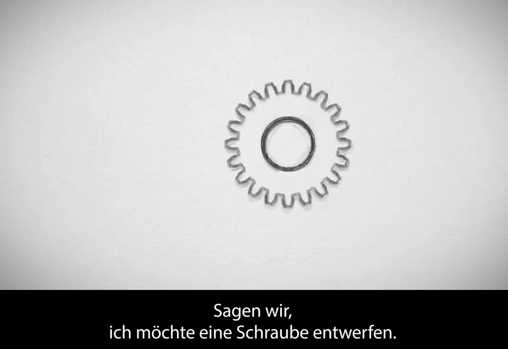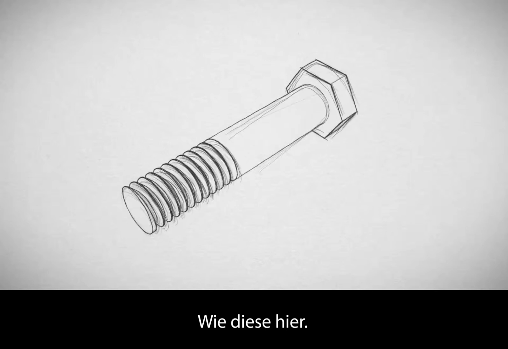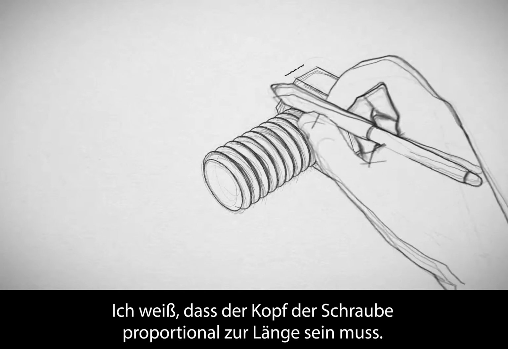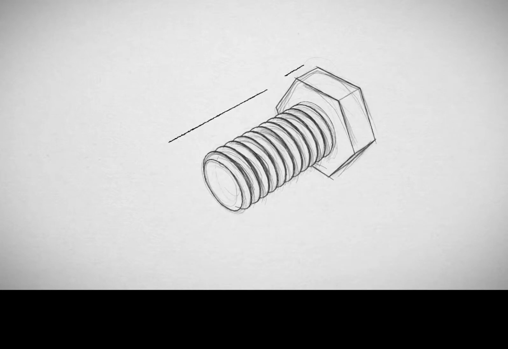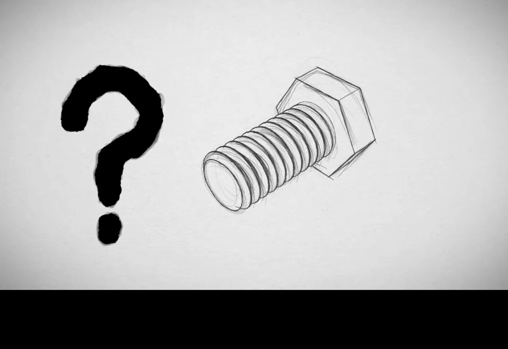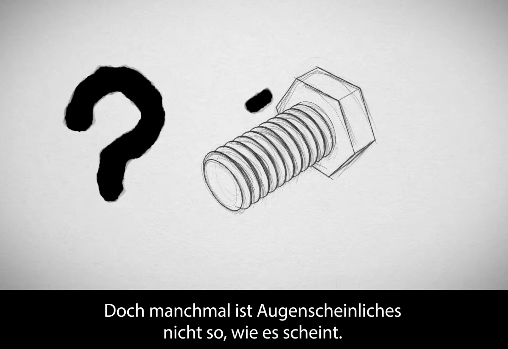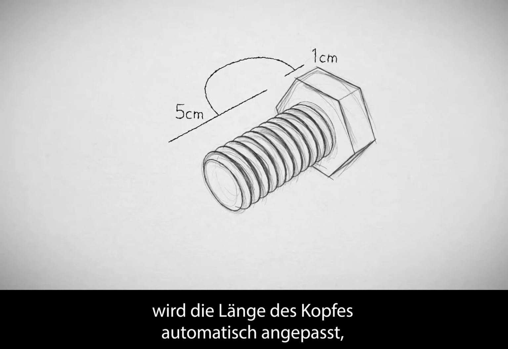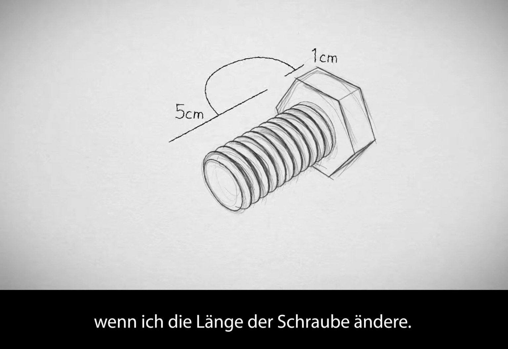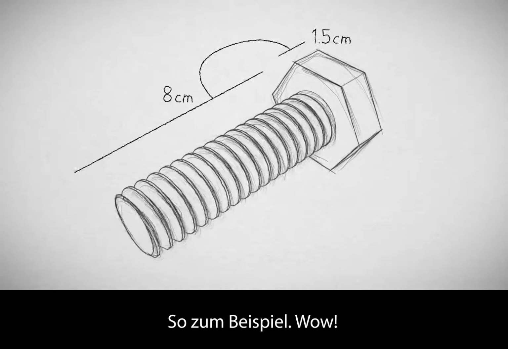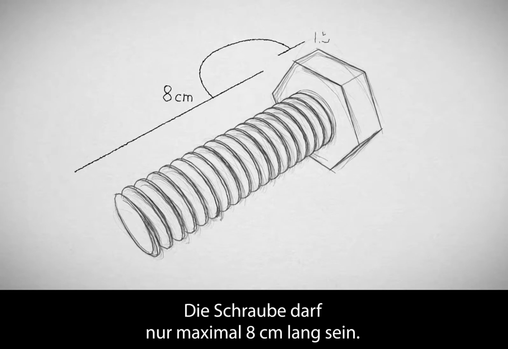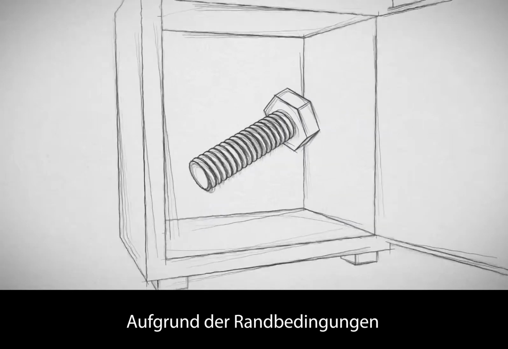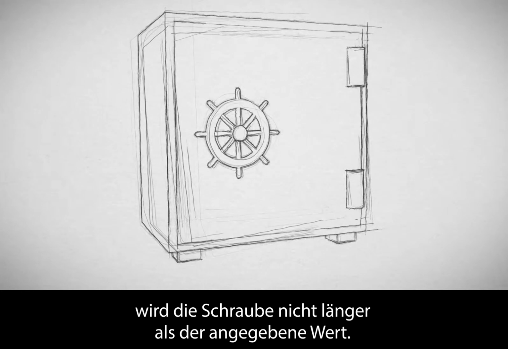So let's say, for example, I'm designing a bolt. Like this one. No, wait, like this one. I know that the head of the bolt and the length need to be proportionate. Like, why wouldn't it be? But sometimes common sense isn't so common. So design intent built into the model automatically adjusts the size of the head I've designed when I change the length of the bolt. Like this. Wow, cool. I also know that the bolt can't be longer than 8 centimeters. So constraints within the model keep me from making the length more than my maximum value.